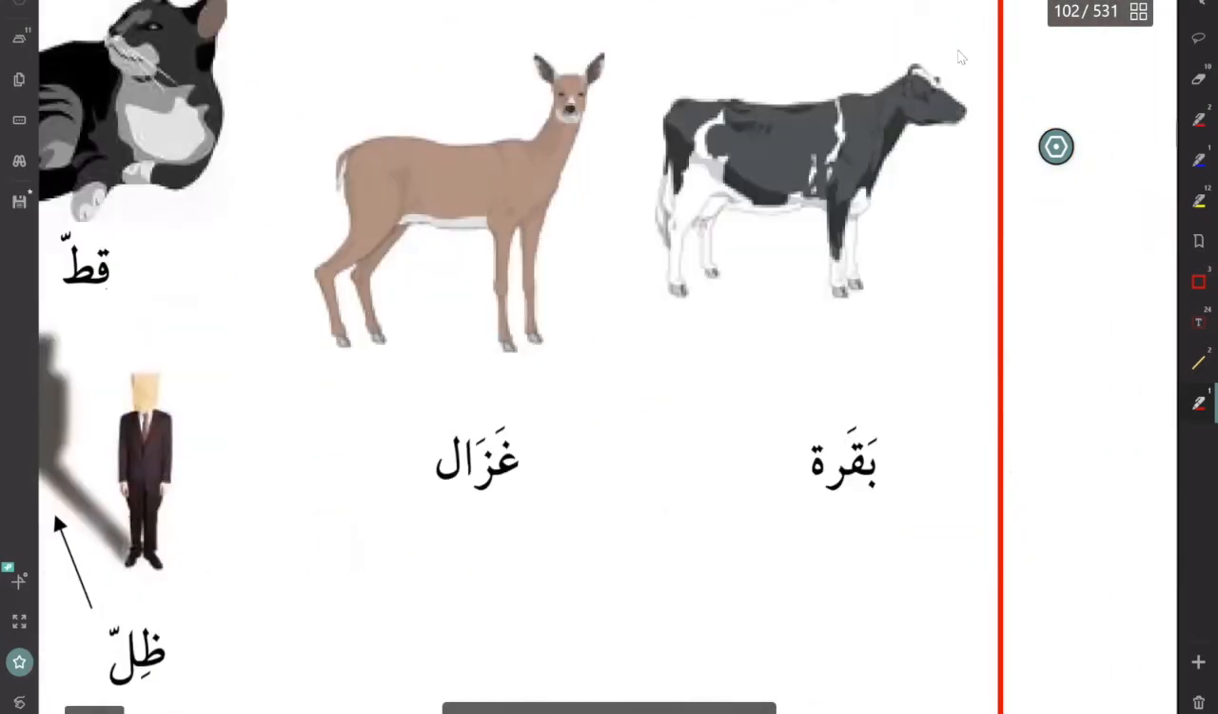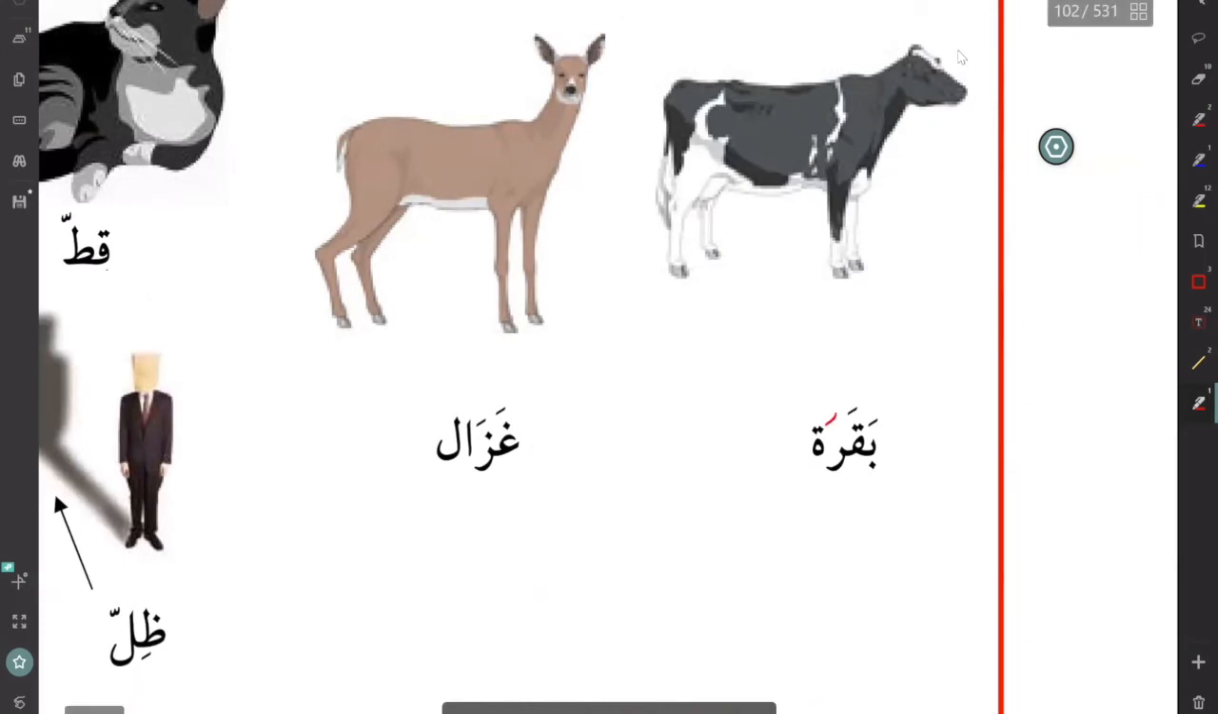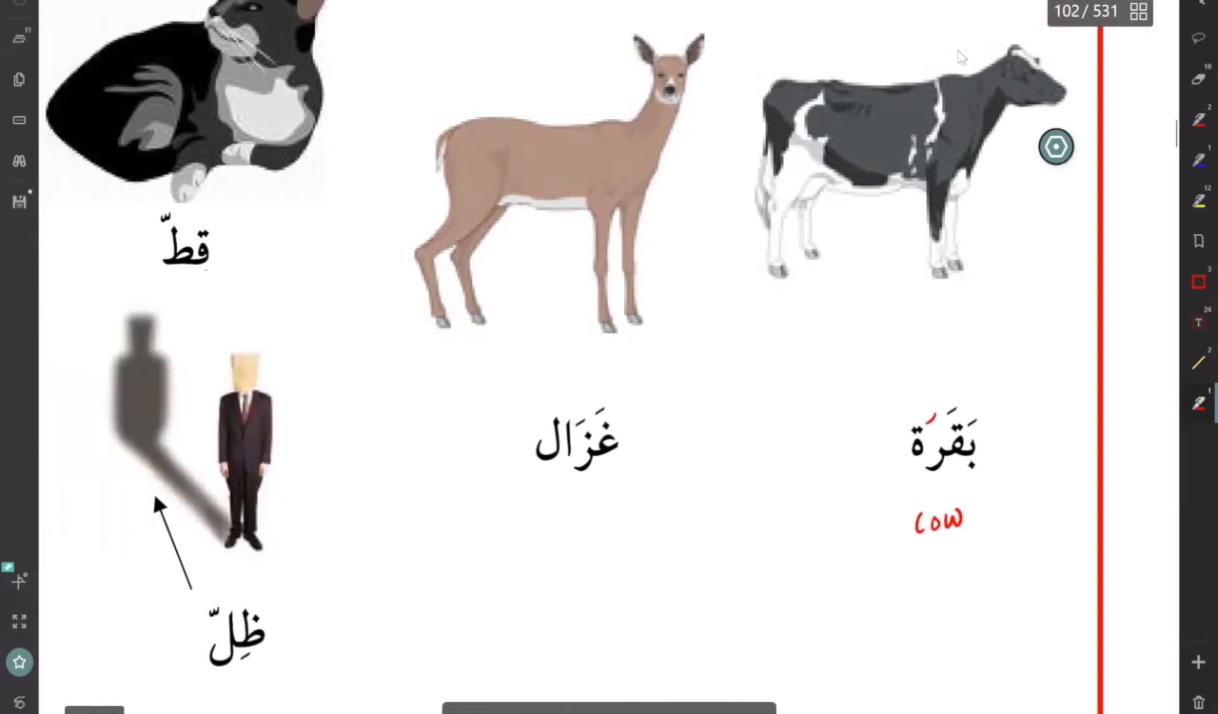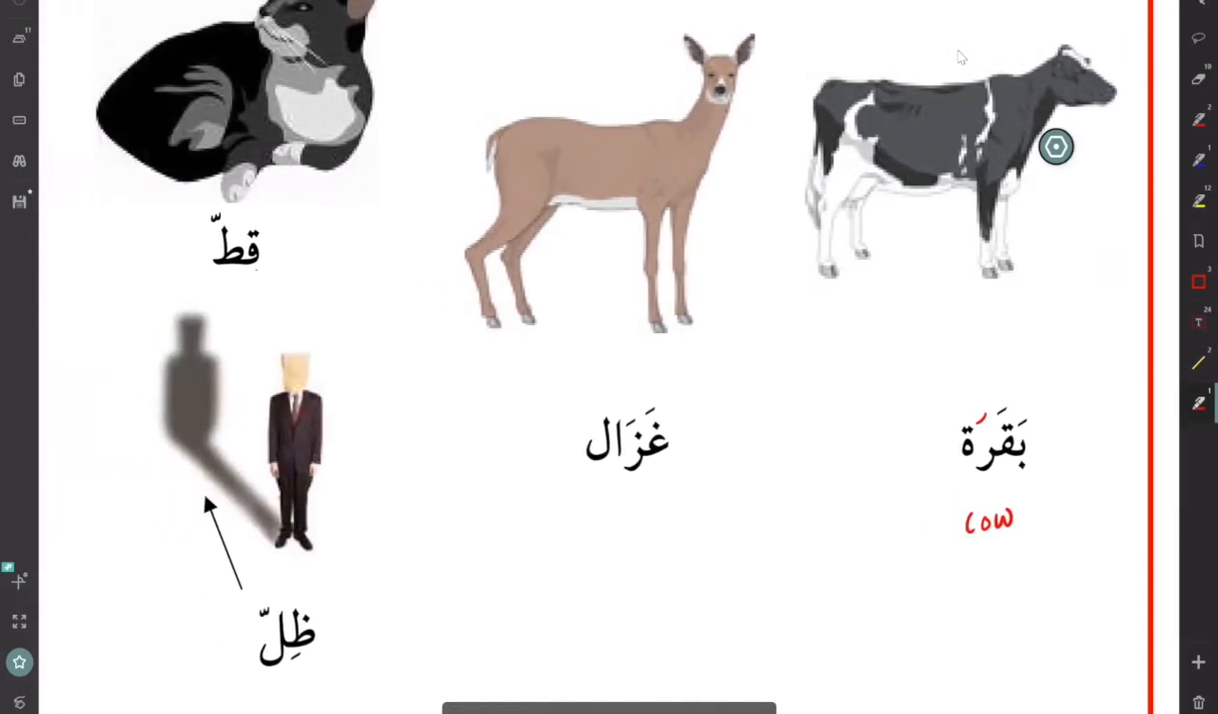And then we have Baqarah. Of course, this is the second surah in the Quran. Baqarah is cow. Surah Al-Baqarah. Ghazal. Here's another word that sounds just like the English word, ghazal, right? Again, I don't know which one came first, but that's what it is. Ghazal is ghazal.